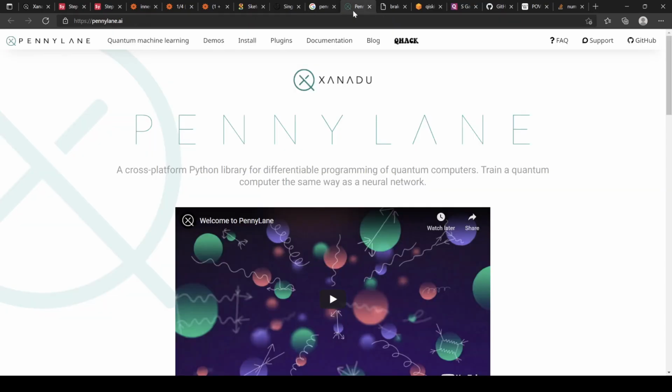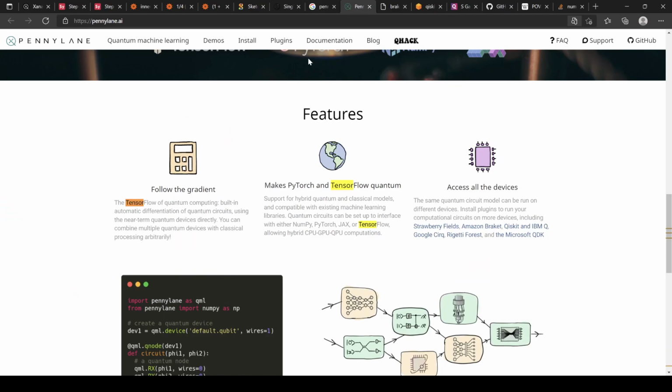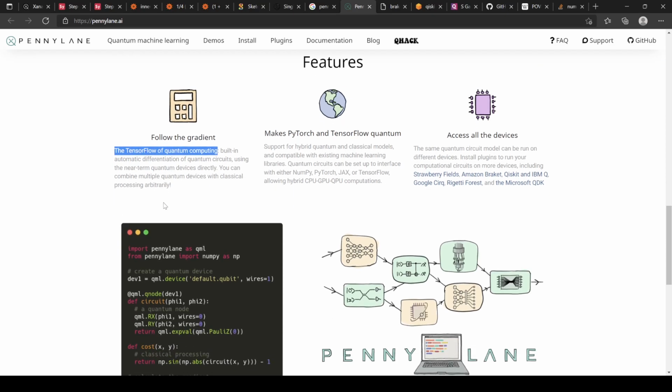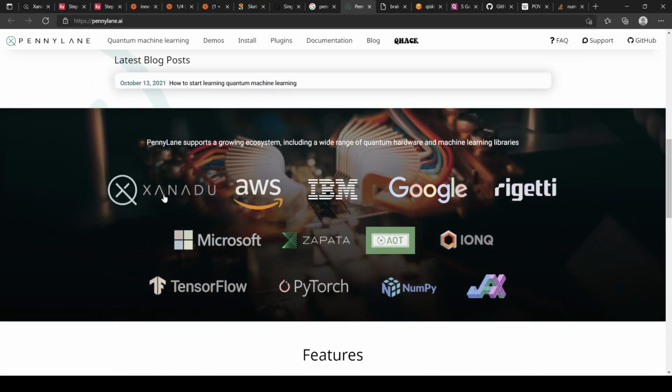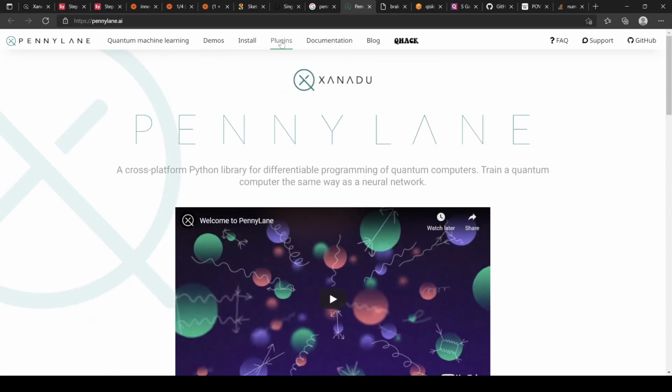Okay, I feel like it's a bold claim to say the TensorFlow of quantum computing when there literally is a TensorFlow Quantum. I feel like it's a bold claim to make, but I guess they can do that.